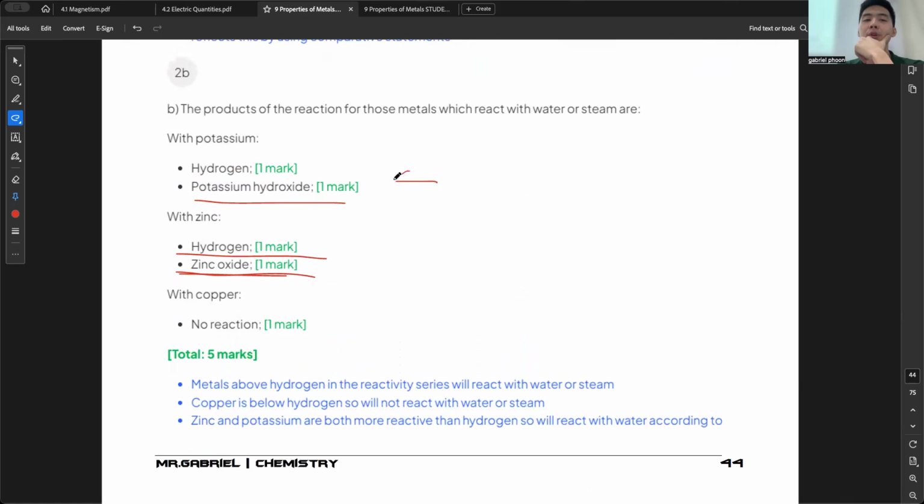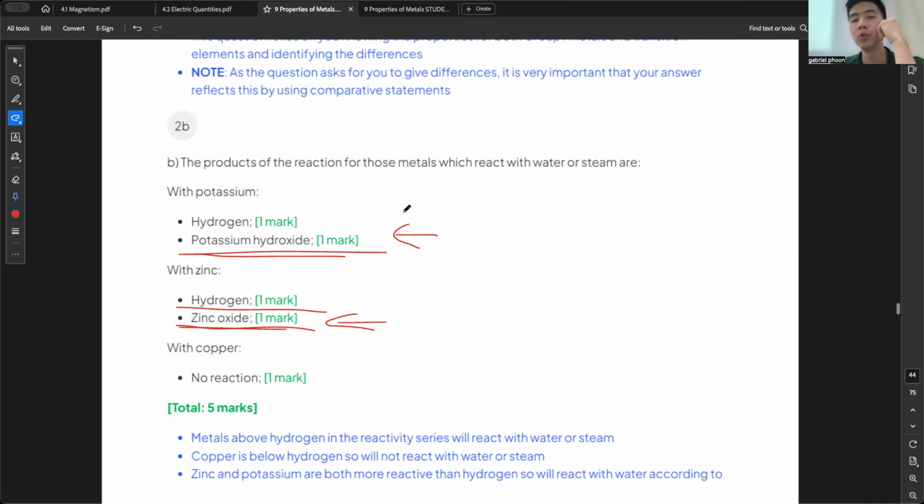The answer I'm looking for is because potassium is considered an alkali metal. So if it reacts with water, it's going to produce an alkali solution, which in this case will be potassium hydroxide. Whereas zinc is not, so it will only form zinc oxide. They don't mention this in the answer, guys, but I want you all to know that because potassium is an alkali metal, when it reacts with water it will form an alkali solution, which here will be potassium hydroxide. Okay?